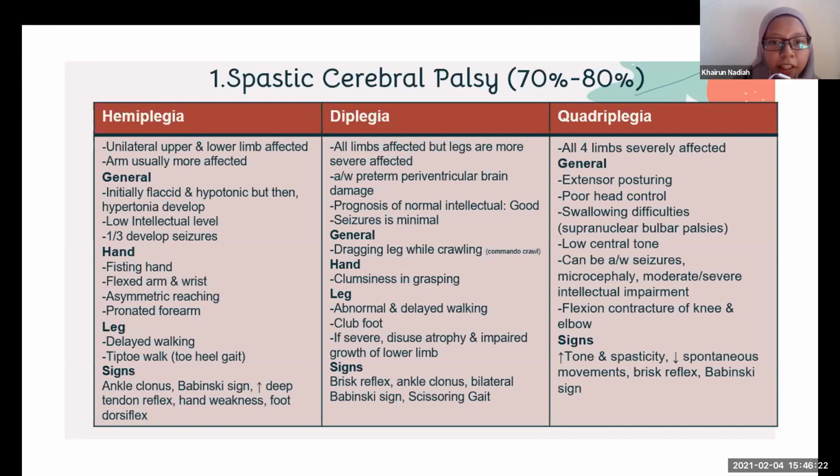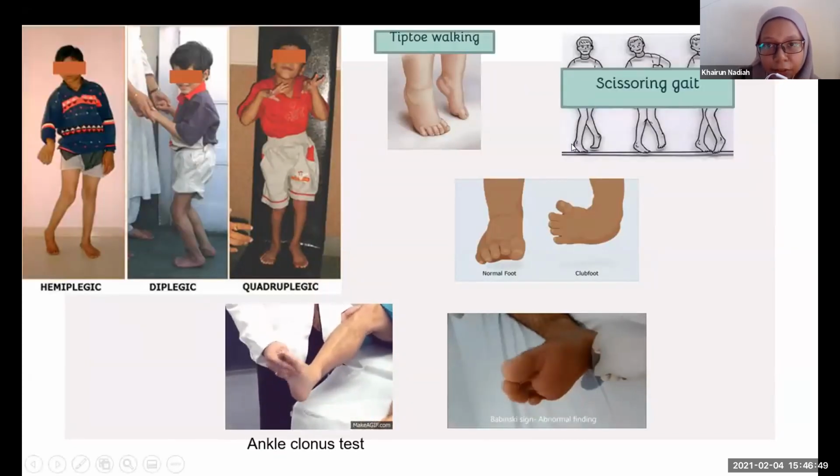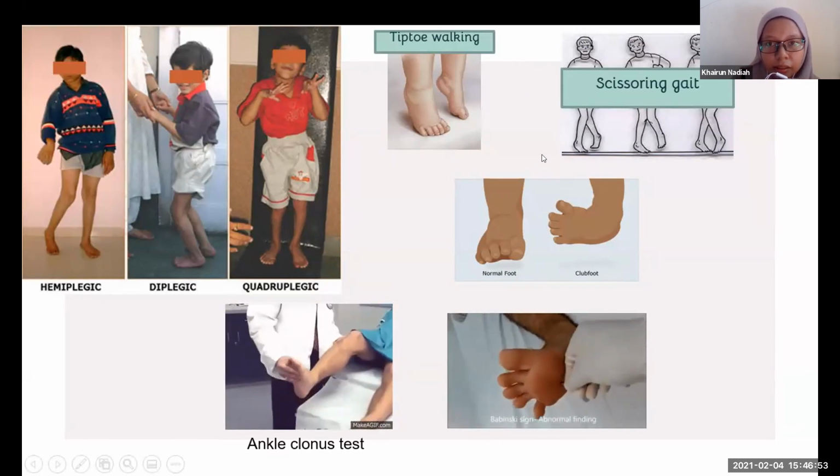The patient will present with ankle clonus, bilateral Babinski sign, but with the addition of wrist reflex. Increased wrist reflex means upper motor neuron lesions, and it is tested by using the tendon hammer. And we have the scissoring gait. The scissoring gait is like this picture. It is the rigidity and excessive adduction of the leg like this.